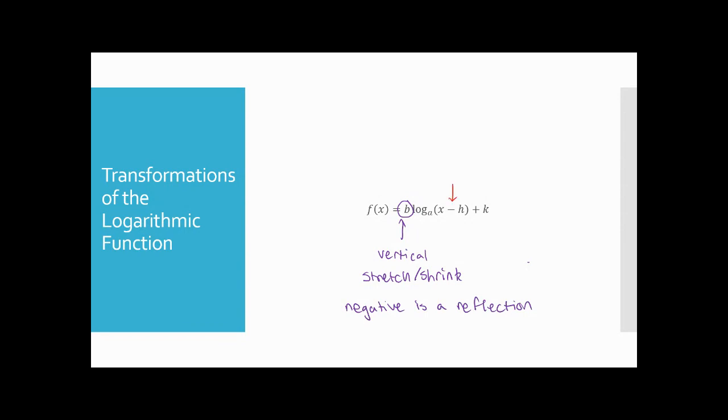Now, when you have something happening to x and it's in those parentheses, that's always our shift left or right, and it's always doing the opposite. So if it's minus, then it's shifting to the right. If it's plus, it's going to shift to the left. And then when you have a number added on afterwards, that is your vertical, your up and down shift. And that one you don't have to switch the sign. If it says plus, it's going up. If it's a minus, it's going down.